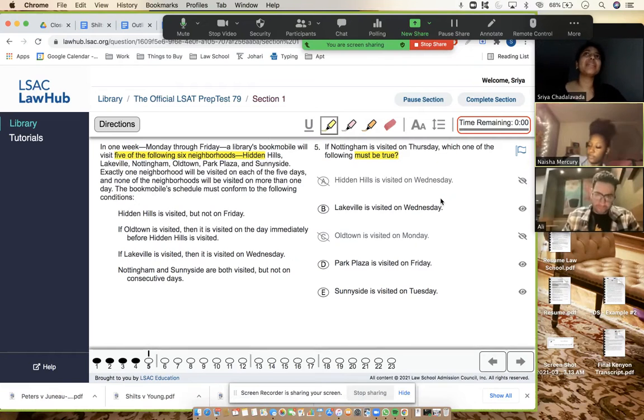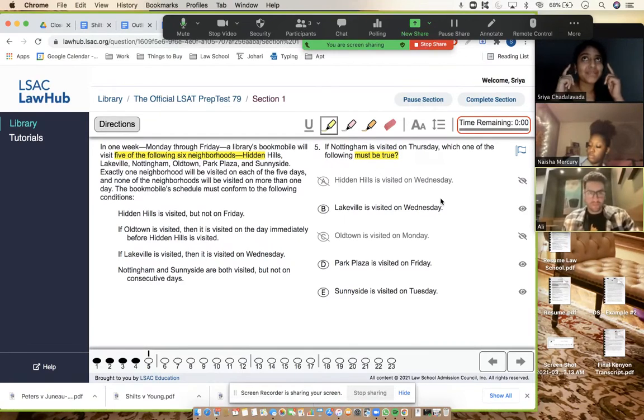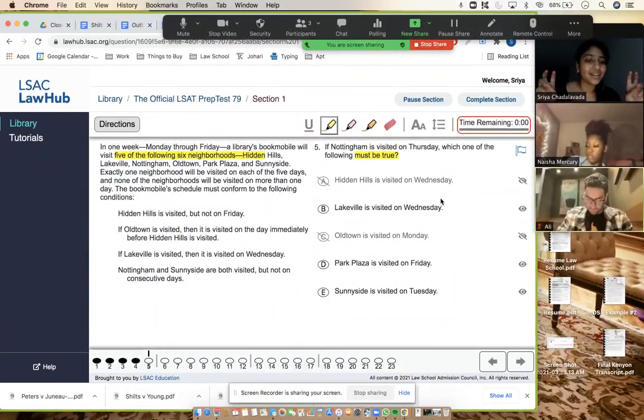Do the opposite. The reason why that works is because if it must be true, it has to happen in every single combination, right? So if you can put L somewhere else, it doesn't have to be true. If L can go somewhere else, it's not must be true that it has to go on Wednesday. And so how you test for must be true is putting it somewhere else. You just have to make sure, if it doesn't work, it might be because you put it in the wrong place.